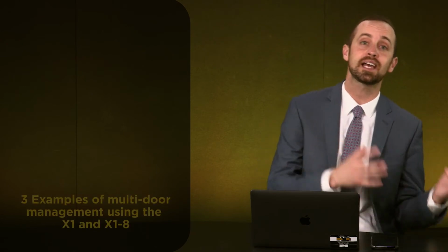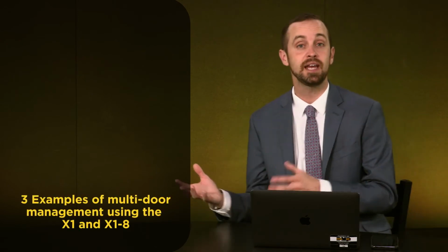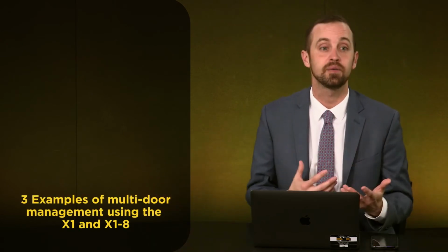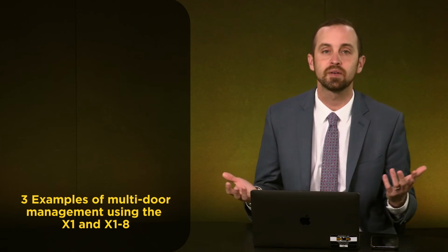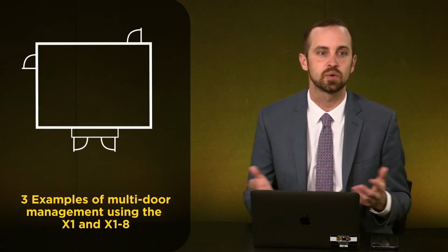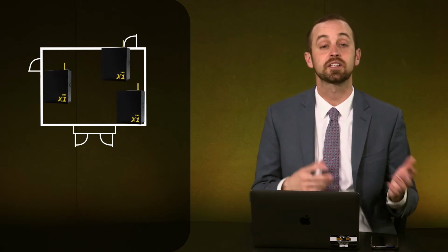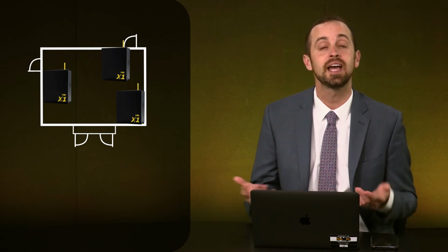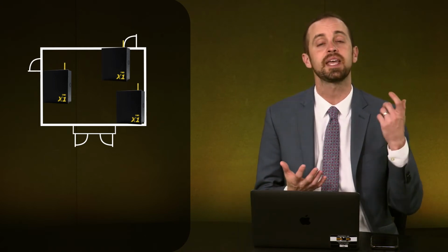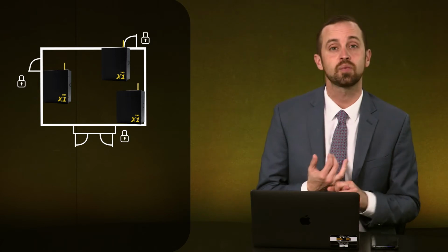So now that we've covered some of the basic specs of the X1 and the X18, let's go over a few different scenarios where you might use an X1 or an X18, or even some of both. So let's start with a small building that has 3 perimeter doors. You have the option of using 3 X1s in this application. So you would set up an X1 as close as possible to each door, and then you just have short wire runs from the X1 itself to your door hardware and your readers.